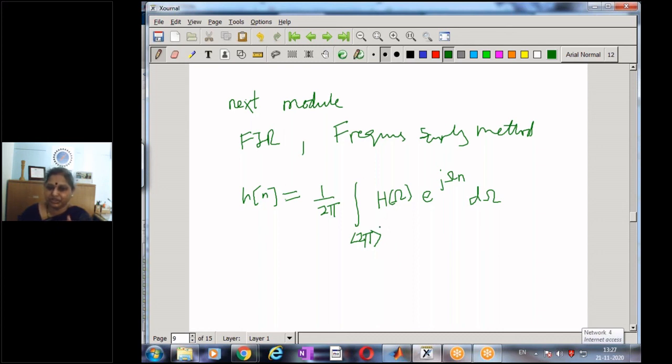So this step is avoided in the frequency sampling method. Given H of omega, I can directly get the coefficients h of n. This method we shall see in the next module, which will be the frequency sampling method of FIR filter design. Thank you.